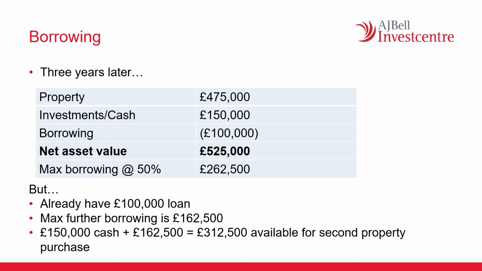So here you have the £150,000 cash if you're cashing the existing investments, plus the new loan that you can take out. So you'd have 312,500 available for a second property purchase, and again that would need to include all the fees, stamp duty, etc. on that. So yes, borrowing is possible to help with property purchase in pensions, but it is quite limited. That means pensions are never going to be heavily geared when it comes to property purchase or anything else really.